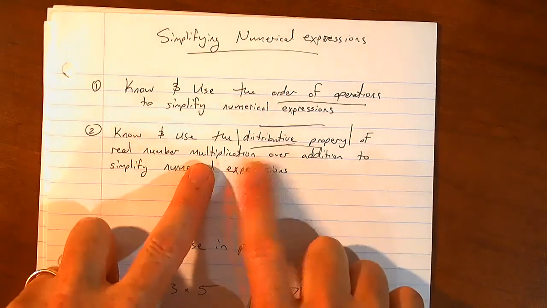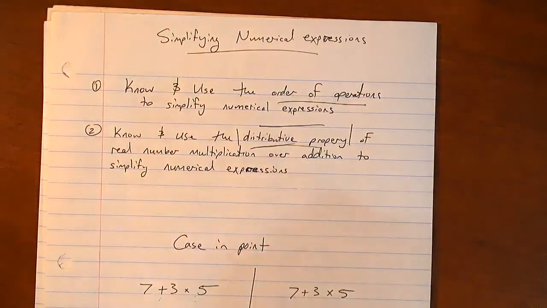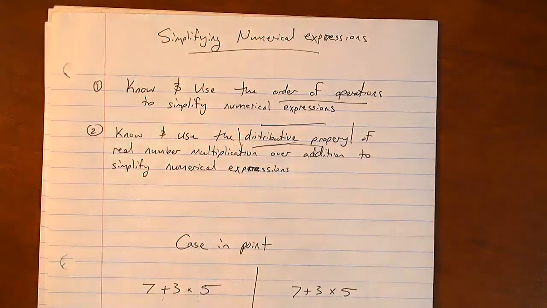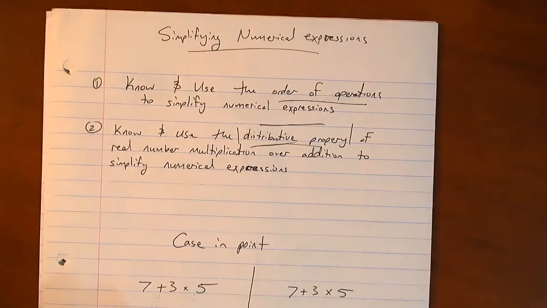Because remember, multiplication and addition happen in the same step as divides and subtracts. So we've got to have some combination of those things if we're going to use the distributive property. We can't use it if we have other types of operations. So you've got to keep that in the back of your head as we get started here.